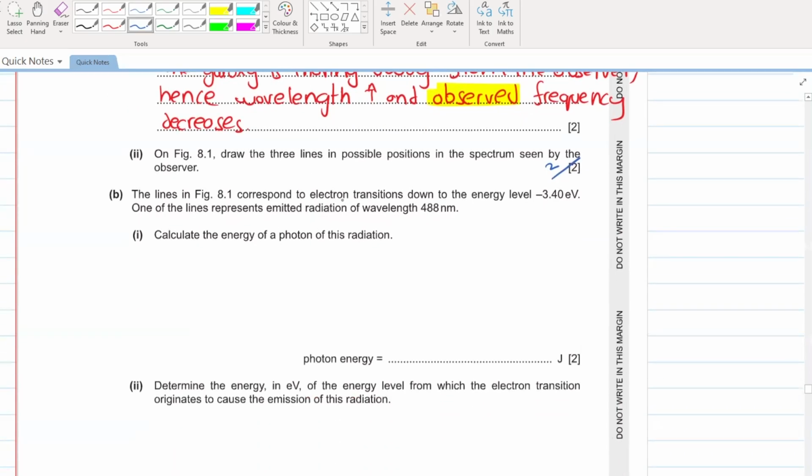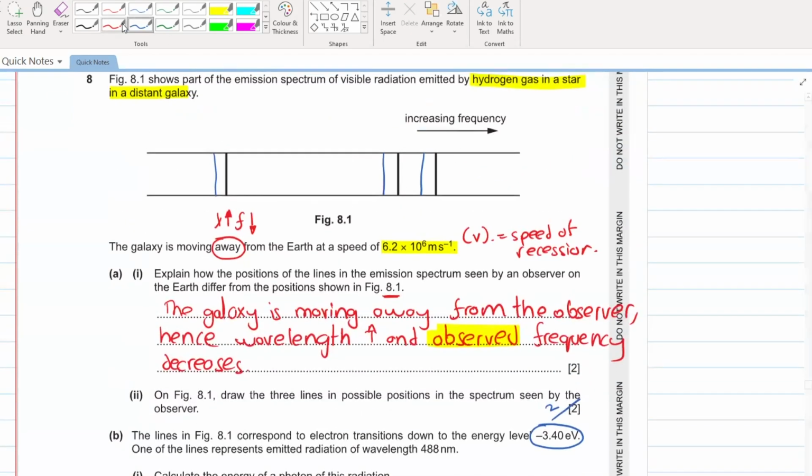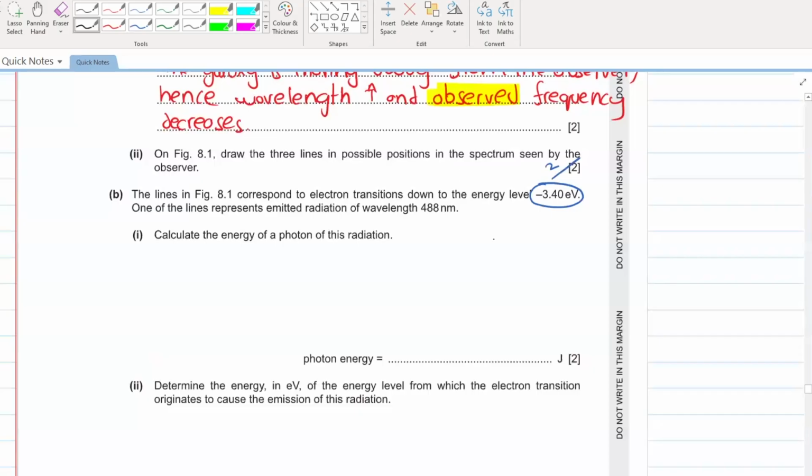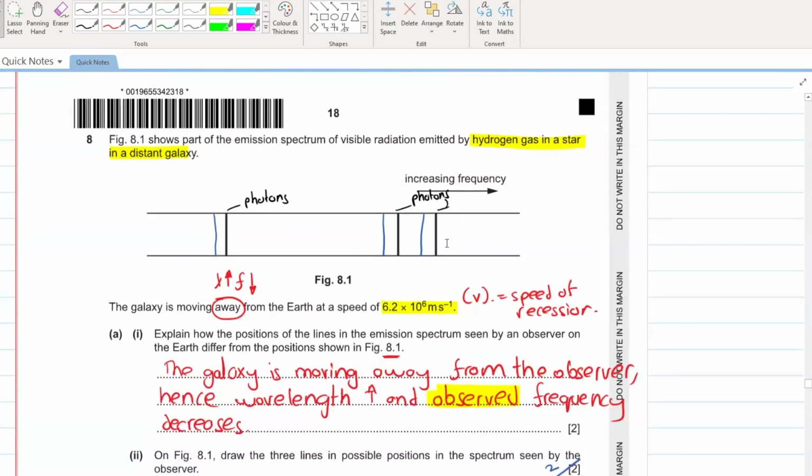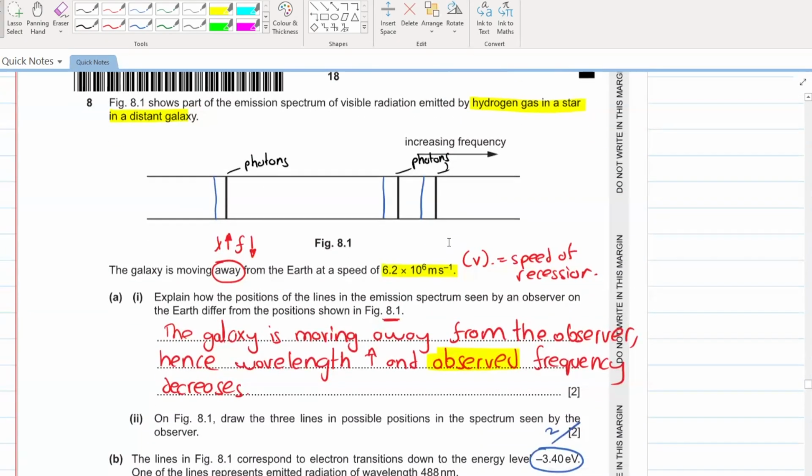The lines in figure 8.1 correspond to the electron transition down to the energy level this. So all these black lines correspond to different photons emitted when you go down to an energy level of negative 3.4 electron volt. One of the lines represents radiation of wavelength this. Okay, one of these lines represents a photon of wavelength 488 nanometers. Perfect.